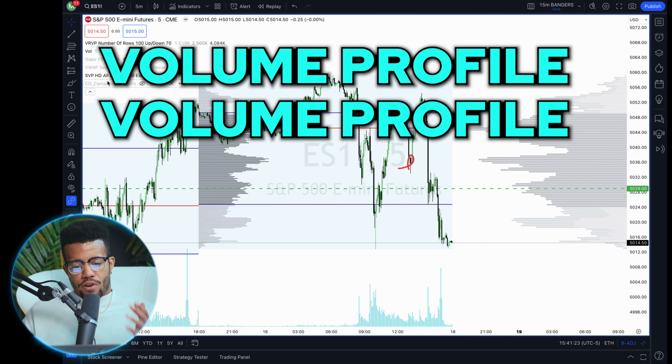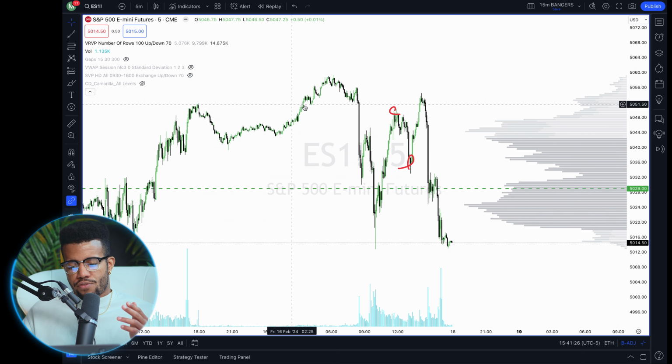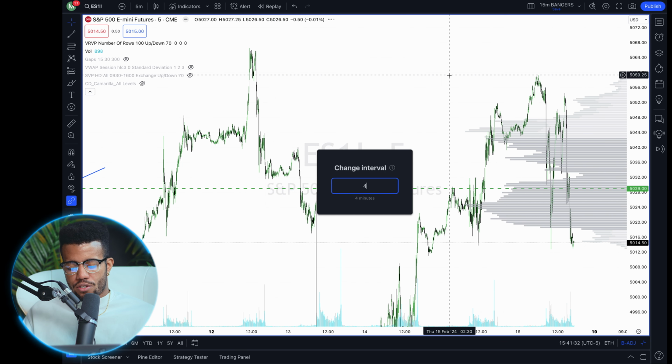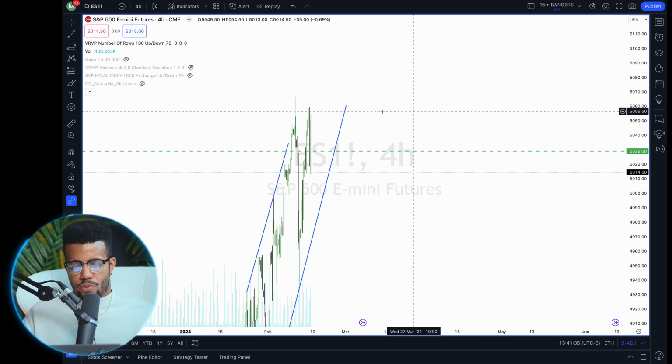First, volume profile, volume profile, volume profile. So let's get rid of the session volume profile and let's zoom out to the entire chart. And we got to do this quickly here because I still got to talk about a lot of these options. Otherwise, this video will be an hour.